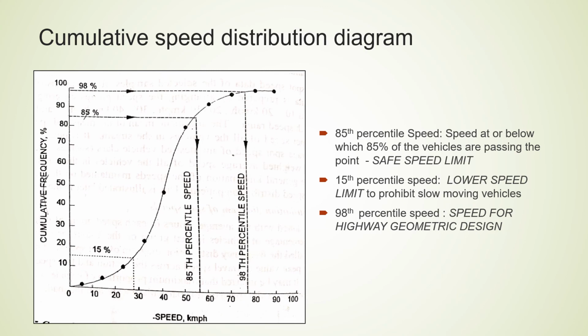Okay, so let us summarize what we discussed in this slide. The slide is about the cumulative speed distribution diagram, and from this diagram we get certain regulatory speeds for our speed regulations. First one is your 85th percentile speed, which is the safe speed or the upper speed limit for all vehicles. Now, if you want to give a speed limitation for slow moving vehicles, you can take the value of the 15th percentile speed from the graph. Now, the design speed is always given by the 98th percentile speed from your cumulative speed distribution diagram.